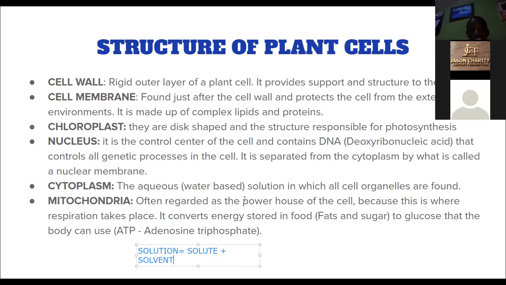What does it do? It converts stored energy in food to glucose. What the body functions with is glucose. That's why hemoglobin in the blood passes sugar from one point to the other. Let's continue. What the mitochondria does is to convert the energies in food, which is fat and sugar, to glucose that the cell can use.